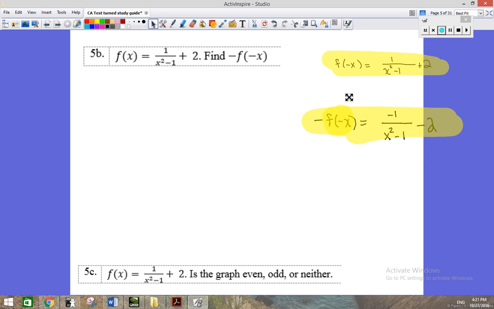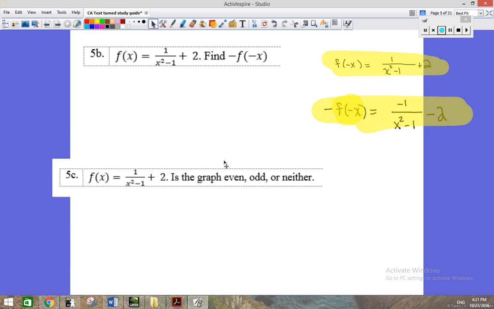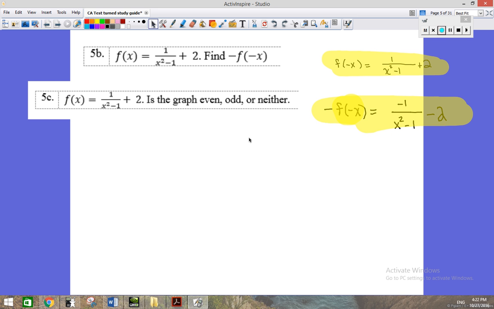Alright. So how am I going to use those two answers? This is what we were building up to. This is the main thing of interest here. How can we use these to identify if this function is even, odd, or neither? Well, let's look at our answer in part A, and let's look at our answer in part B, and let's compare them against this original function.